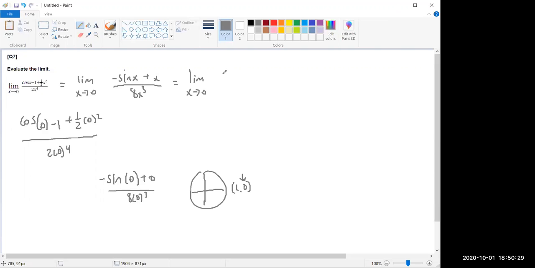So the derivative is negative cosine x plus 1 over 24x squared. All right, it should work now, right? So this is negative cosine of 0 plus 1 over 24 times 0 squared. What does that give you?